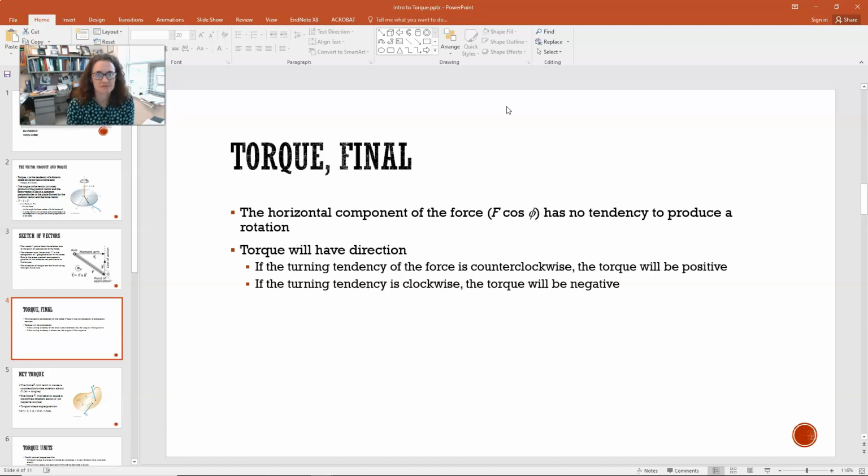But oftentimes we just symbolize it with whether it causes a clockwise or a counterclockwise rotation. So if a torque or a force has a tendency to cause a counterclockwise rotation, then that's indicated as a positive torque. Remember, counterclockwise angular displacements are also positive, so this is consistent with that. Now, if the tendency of a force is to turn the object clockwise, then usually we pick that as negative torque, okay?